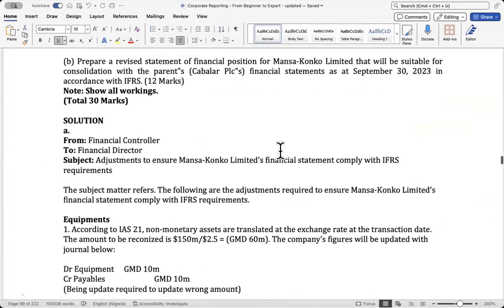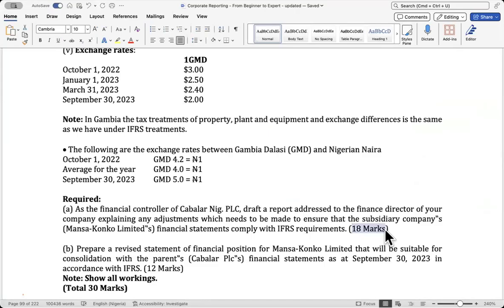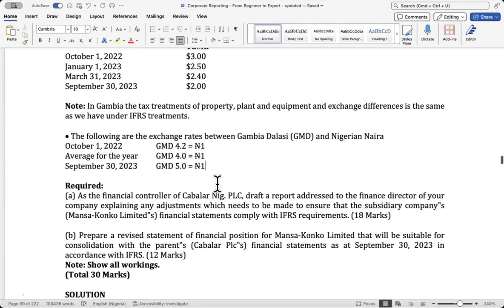So yeah, I'm done with this one, 18 marks, which is the major part of this question. This one is very straightforward. The 12 marks is like a bonus as far as I'm concerned. So prepare a revised statement of financial position of Mansa Konko that will be suitable for consolidation. That means GMD, translate it to Naira, which was why they gave you this exchange rate from GMD to Naira. Of course, Naira is more valuable, as it should be. So all of those GMD figures, we're going to be dividing by this.